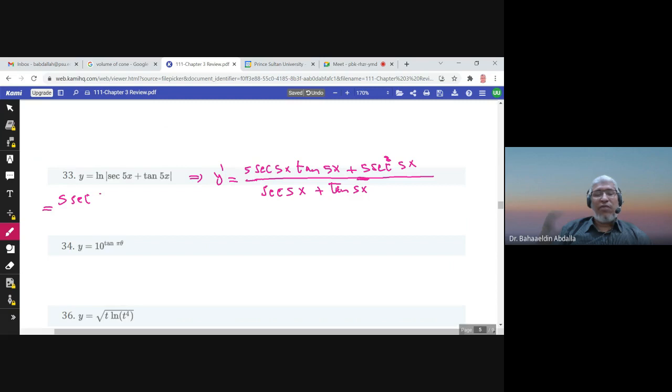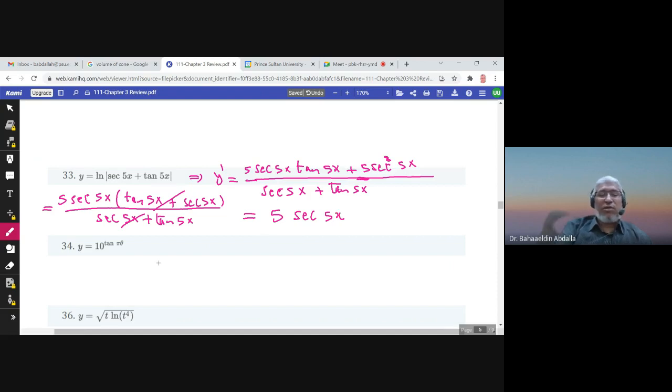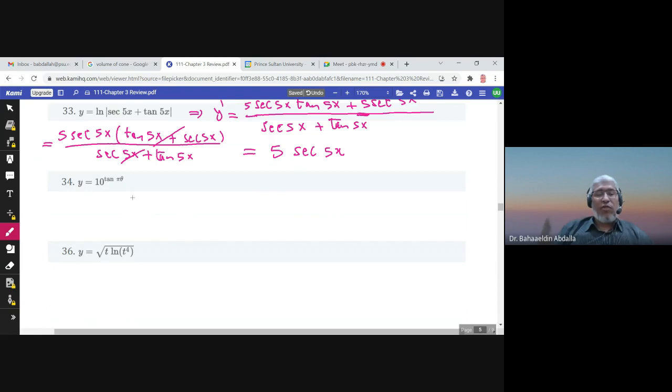5 secant 5x, let me take it as a common factor. So I will have tan 5x plus, I take 5 secant 5x, so I'll still have secant 5x over secant 5x plus tan 5x, and these two can cancel. And the final answer would be 5 secant 5x. That's a very nice answer. We just solve the question like this.